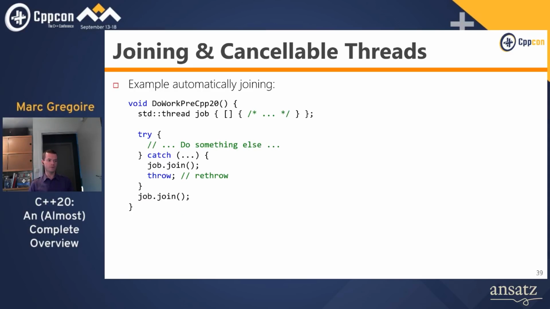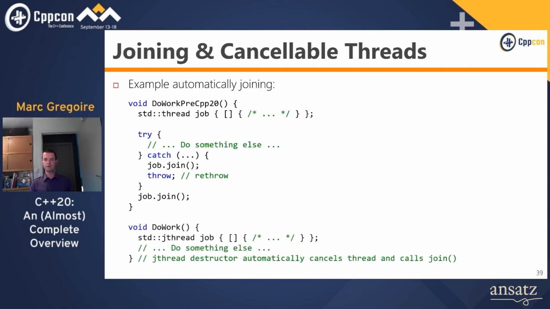So this is quite a lot of ugly boilerplate code. With a jthread, I don't have to write any boilerplate code. I just construct my jthread as follows, then do something else. I don't need any try-catch blocks. I don't need any manual calls to join, because the destructor of jthread will automatically, one, cancel the thread, and two, call join on the thread.